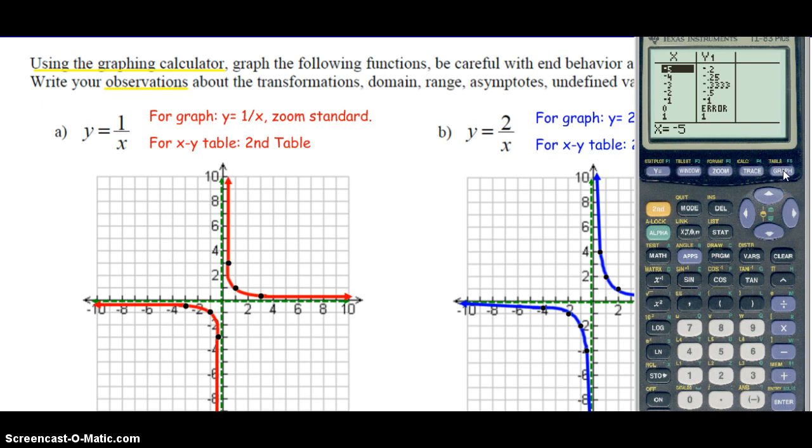So graph the functions, graph not only the points but the curves, practice using the graphing calculator, and then on the lines below the graphs I would like you to write down your observations about the domain and range of the functions A, B, C, and D, and anything you want to write down about the transformations, asymptotes, undefined values. Those are all related pieces of information. And when you're done, I would like you to turn the video back on to check your answers.